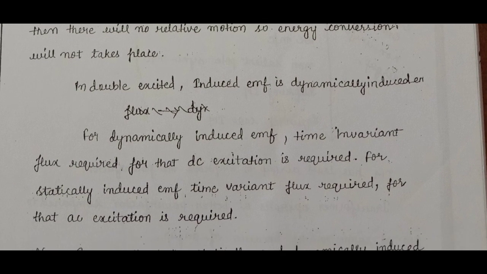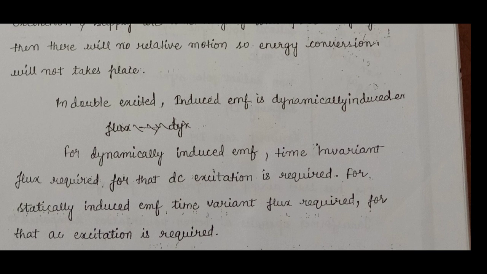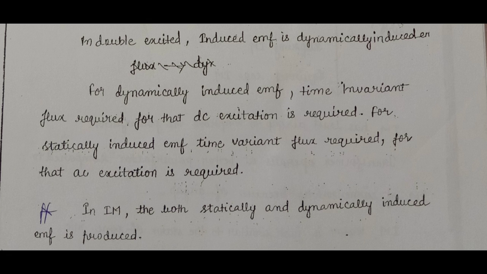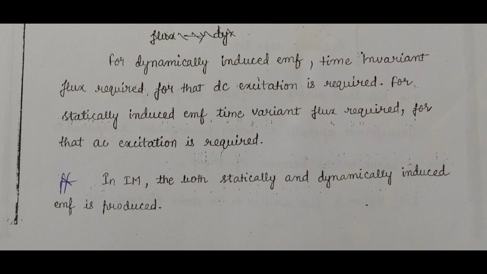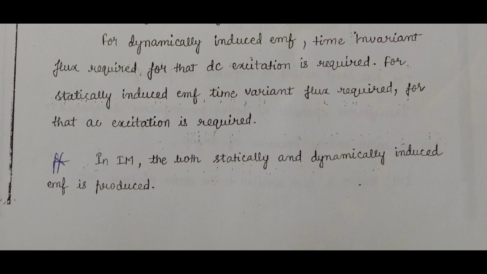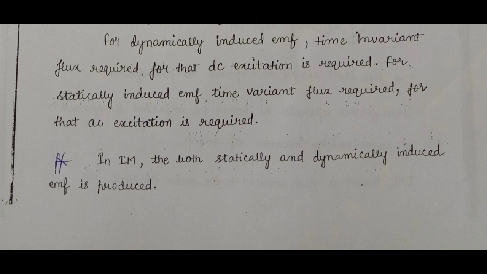In a doubly excited machine, the induced EMF is the dynamically induced EMF. For dynamically induced EMF, time invariant flux is required, that means steady state flux is required, so DC excitation is required. For statically induced EMF, time variant flux is required. In an induction machine, both statically and dynamically induced EMFs are produced.